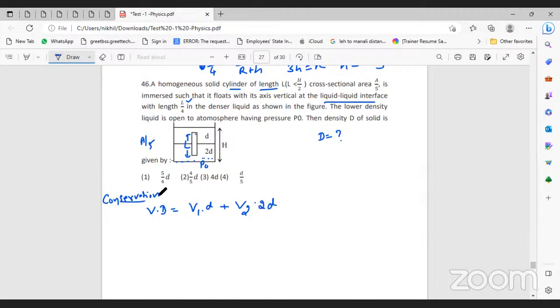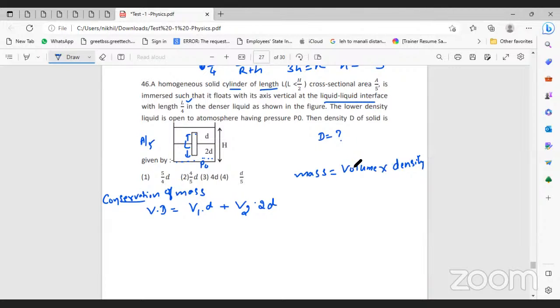It is the concept of the law of flotation. According to conservation of mass, total mass, I'm going to take it as volume into density. So mass is volume into density.